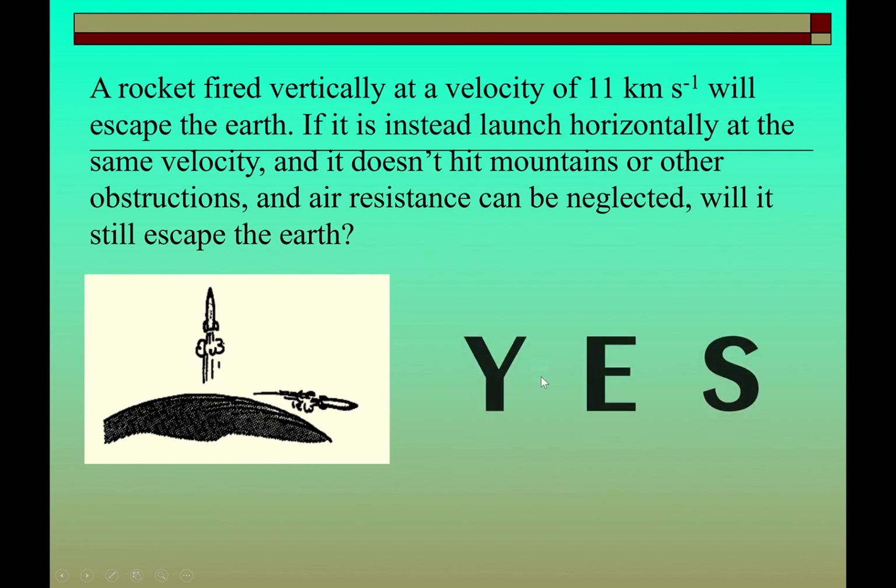The answer is yes. No matter how the rocket is launched, whether horizontally or vertically, if it is launched at a velocity larger than the escape velocity of 11 km per second, it will manage to escape the gravitational pull of the Earth.